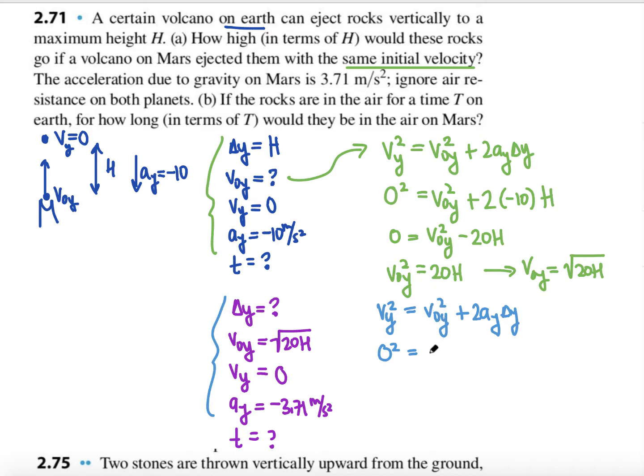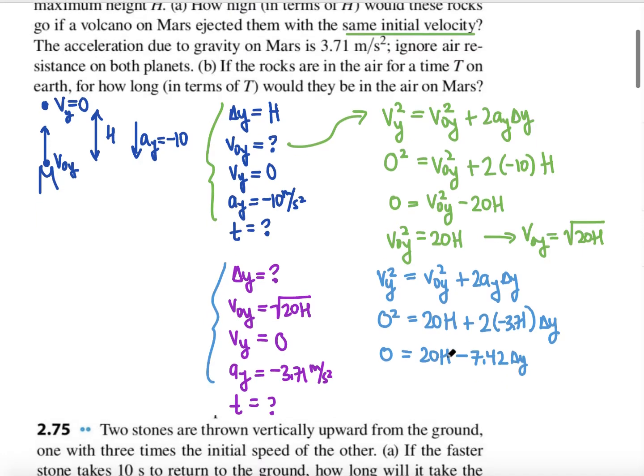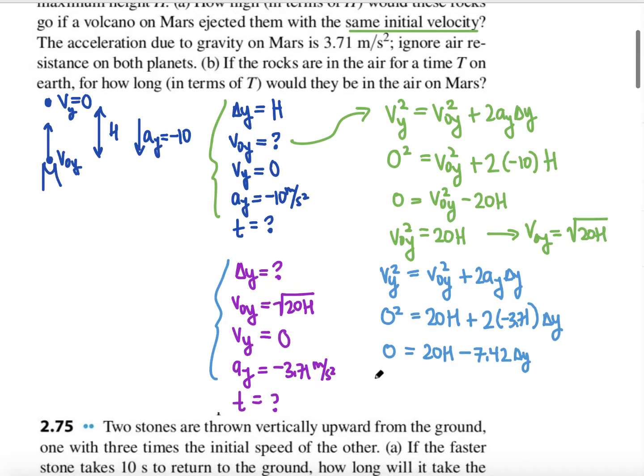So our initial velocity squared is just 20 times capital H plus 2 times negative 3.71 times our unknown delta y. So let's simplify this. 0 equals 20 times h, and then 2 times negative 3.71 is negative 7.42 times delta y. So now I'm just going to solve this for delta y. So I'm going to subtract 20h from both sides, equals negative 7.42 times delta y, then divide by negative 7.42.